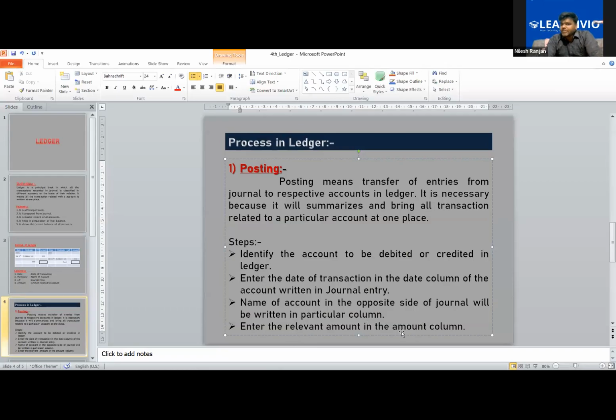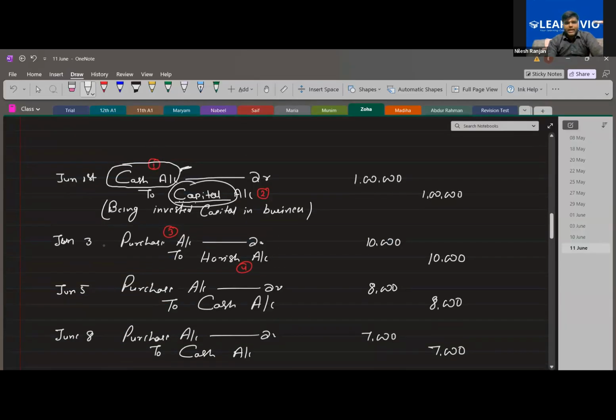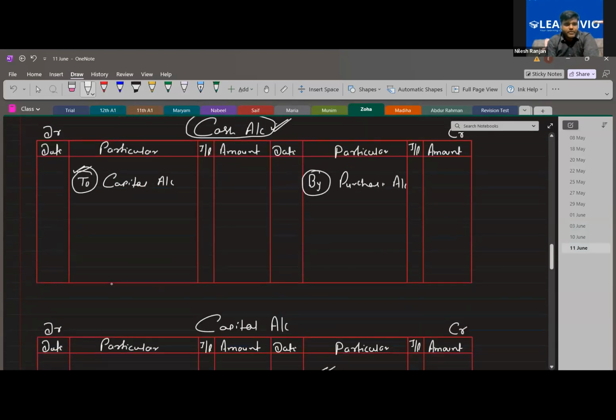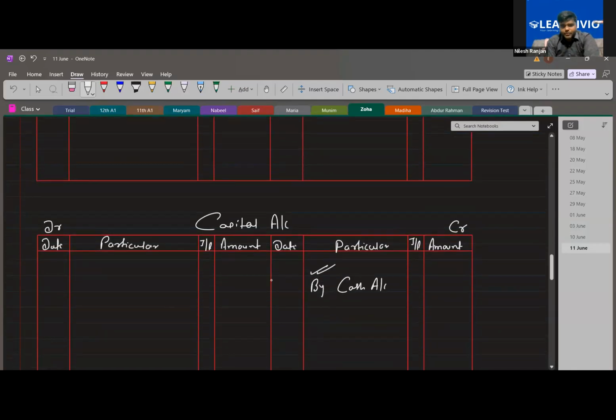So enter the relevant amount in the amount column. Okay. Date and amount we have not written, so I'm writing them. Like cash to capital, it is June 1st, 1 lakh. So I will write here June 1st, 1 lakh. Then again, June 1st, 1 lakh.